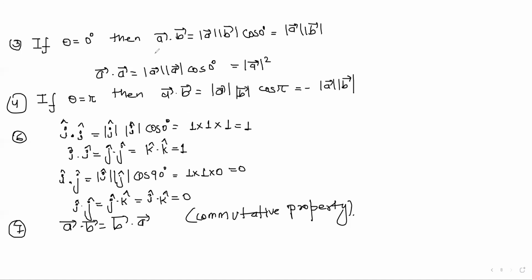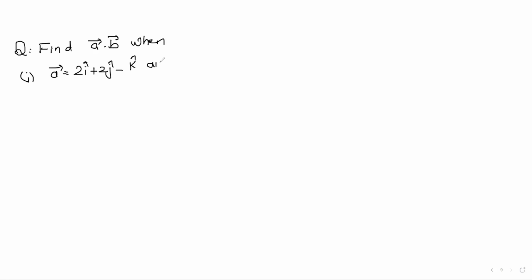Okay, great. Now next question. Try this question. Find A dot B when vector A is equal to 2I cap plus 2J cap minus K cap and B is equal to 6I cap minus 3J cap plus 2K cap.